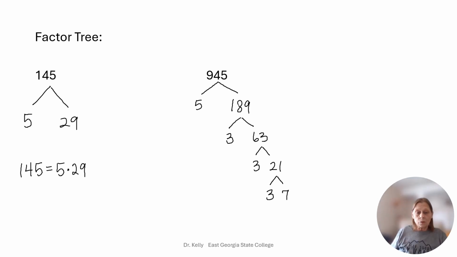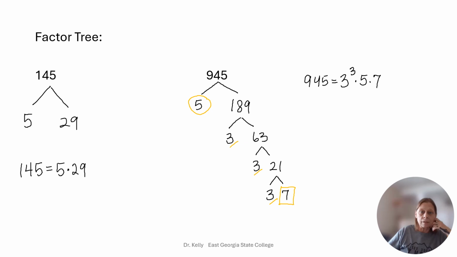Now, this is what I always tell my students. Anything hanging off the end of the branch, being these little lines that are sticking down, is one of the prime factors. So I have 5, I have 3 3's, and I have a 7. So 945 is equal to 3 cubed times 5 times 7.